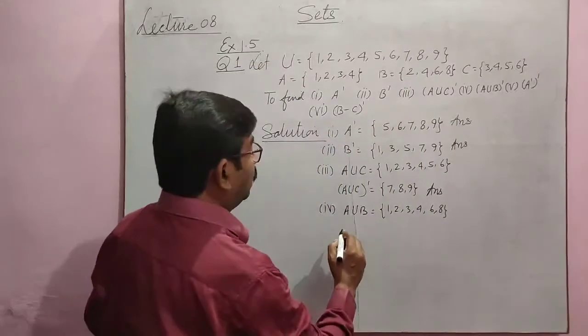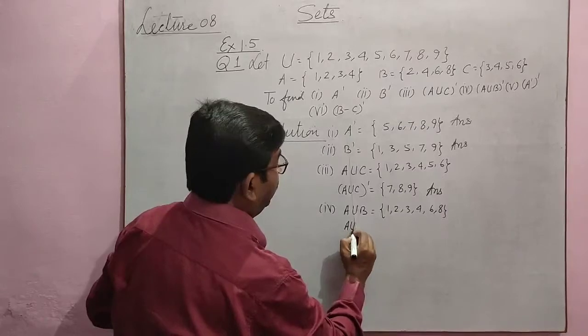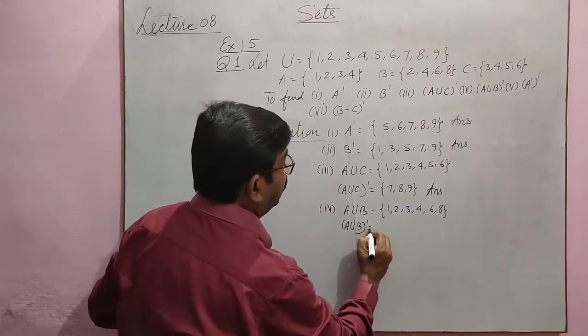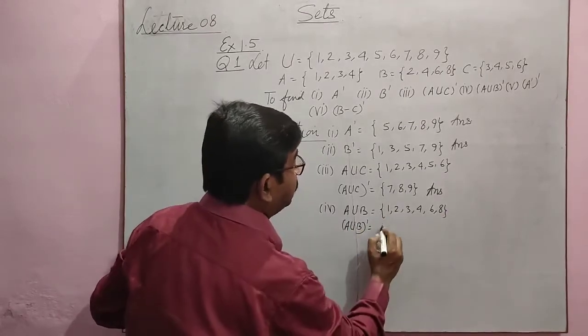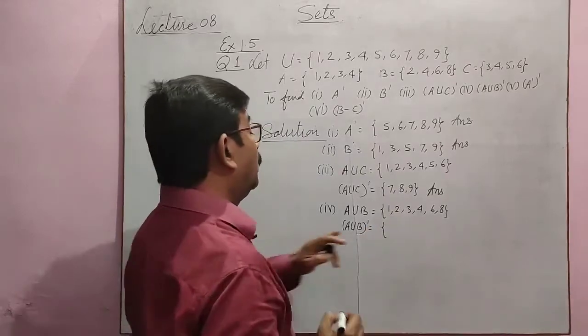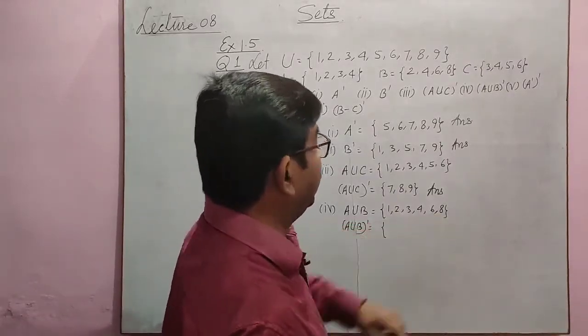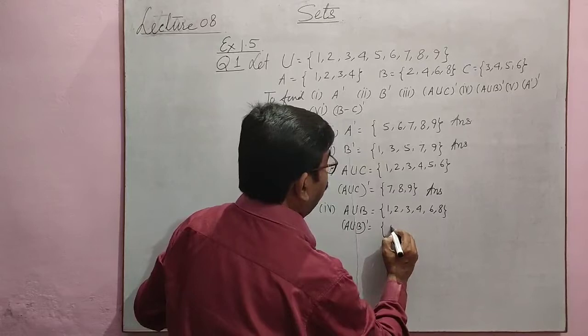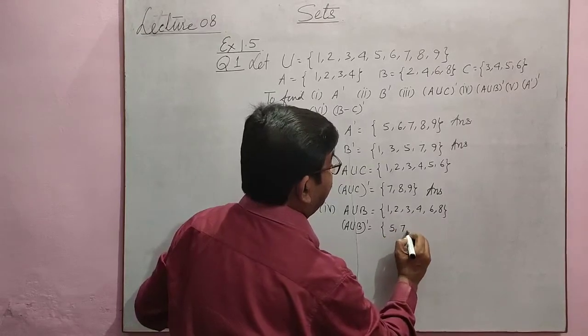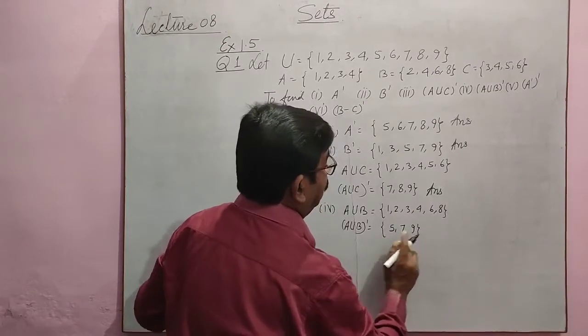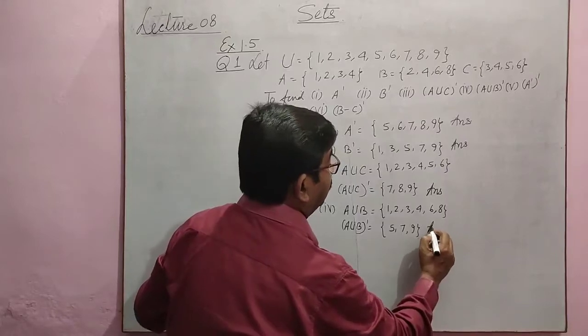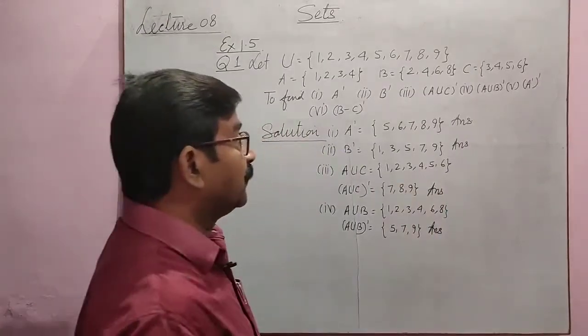Now we have to find its complement. So for the complement of A union B, we will remove all these elements, 1, 2, 3, 4, 6, 8, from the universal set. So what is left? 5 is left, 7 is left, 9 is left. So 5, 7, 9. This will be the answer.